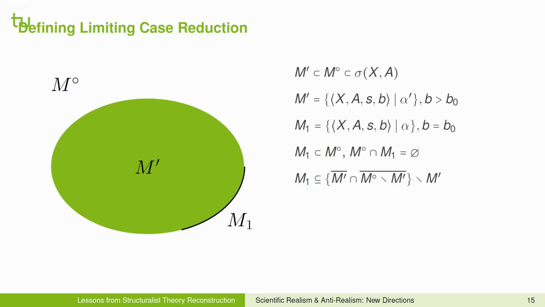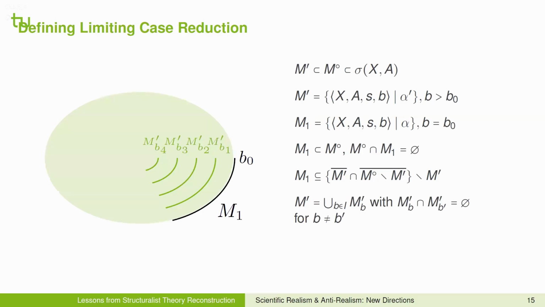And then of course, because of this difference in the axiom, there's no intersection point between them. But if we conduct this, we will find a topological relationship between the two. So the set of models of our reduced or limiting case theory will be at the outer rim of the models M prime.